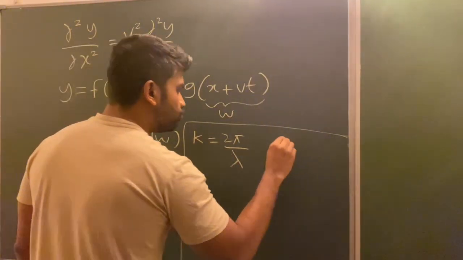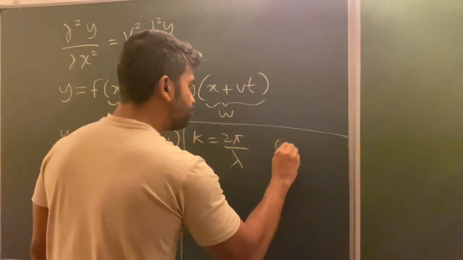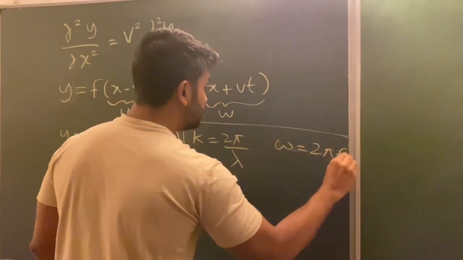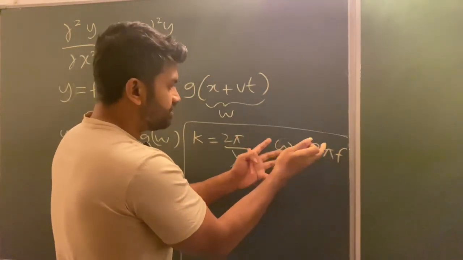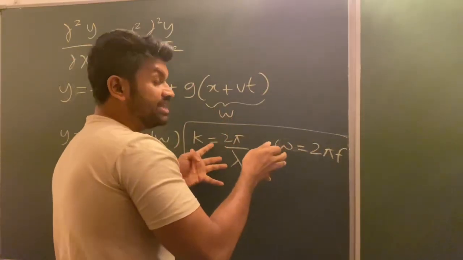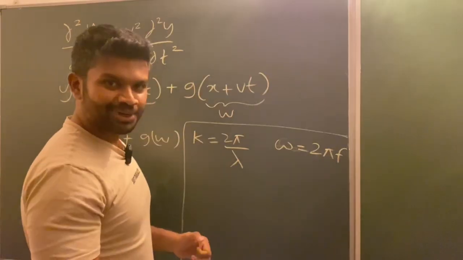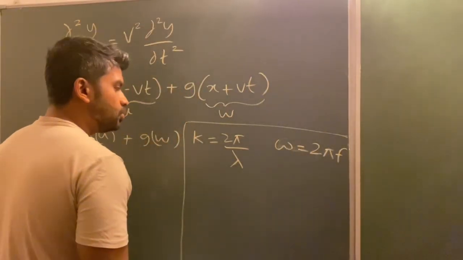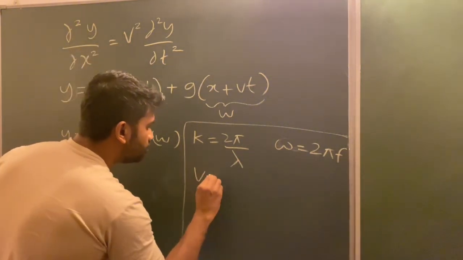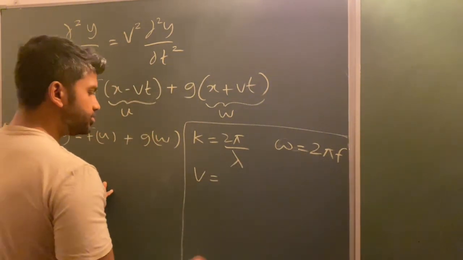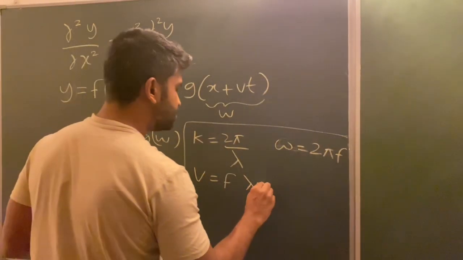On the other side, we have omega, which is the angular frequency, equal to 2 pi f. Those are not new equations at all. Even in one of my A-level video series this is explained, so you can go through that video if you are interested. It's not a big deal. We know another one: the velocity is equal to f lambda. So what if I go ahead and substitute these values?